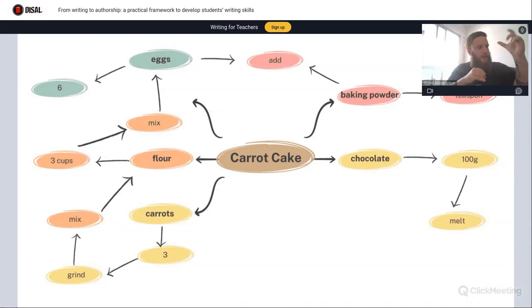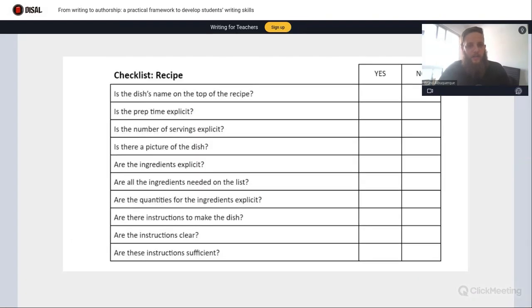They analyzed the, what's the name of the thing? The genre, and now they're ready to write their first drafts. Before getting to their first drafts, I showed them a checklist of a good recipe. And then they read what you needed to have in a recipe. I took this away and they wrote their first draft. They wrote their first drafts in around 15 minutes in class.